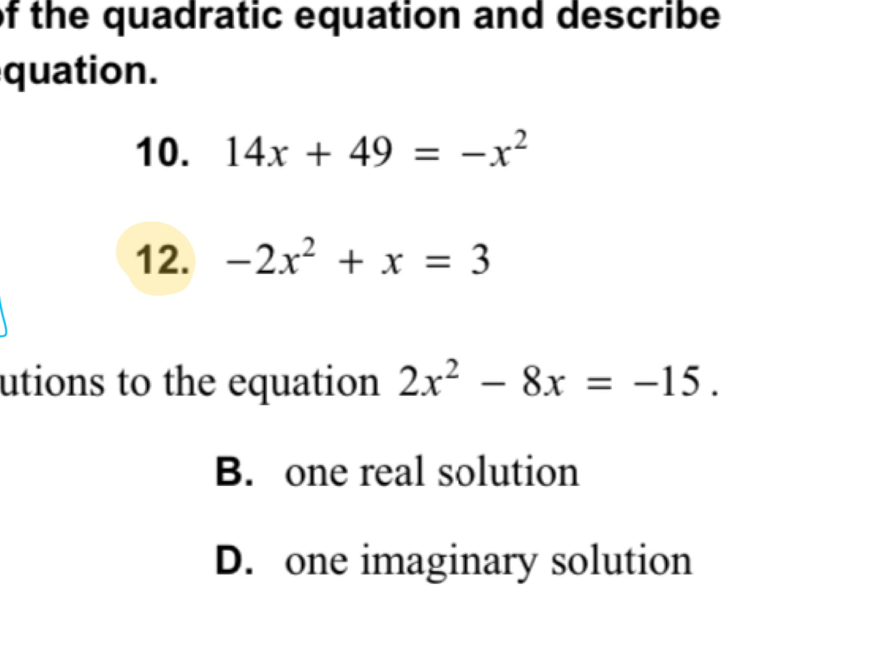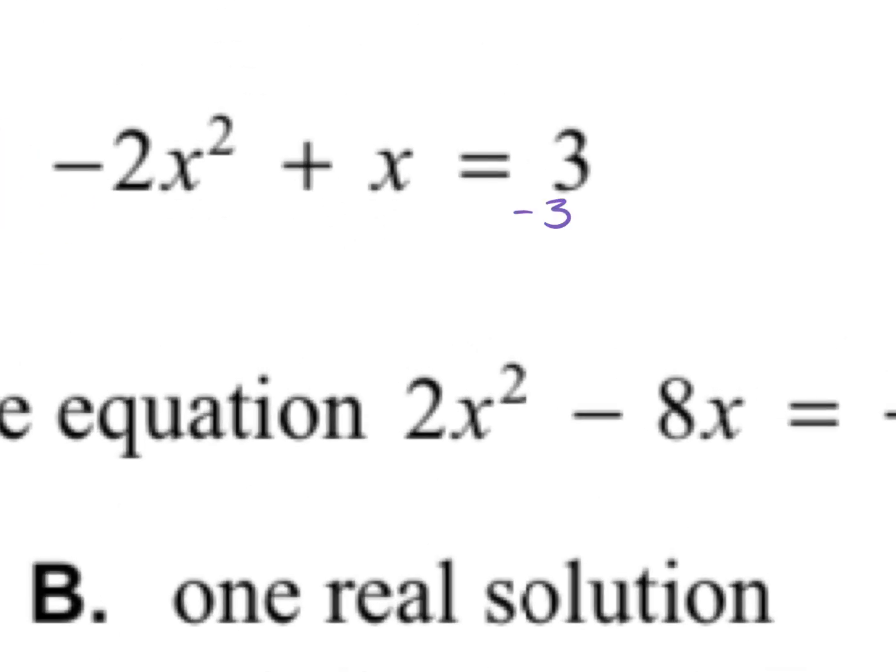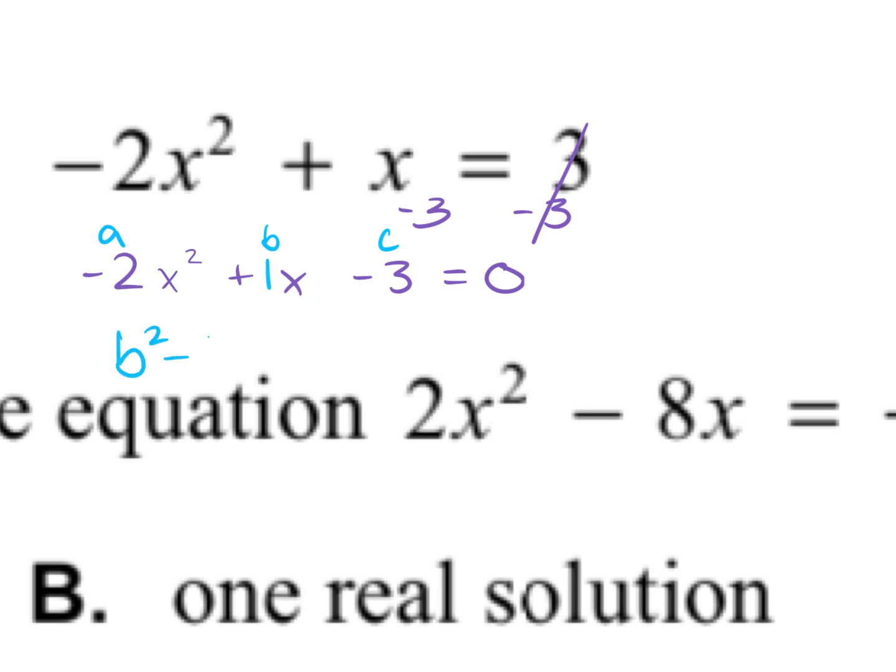What should we do first for number 12? Subtract 3. Remember, we want it to be equal to 0 and in standard form. So I have negative 2x squared plus x minus 3 equals 0. So from here we can label, what's our A? Negative 2. What's our B? 1. And C? Negative 3. So I'm going to use the formula b squared minus 4ac.